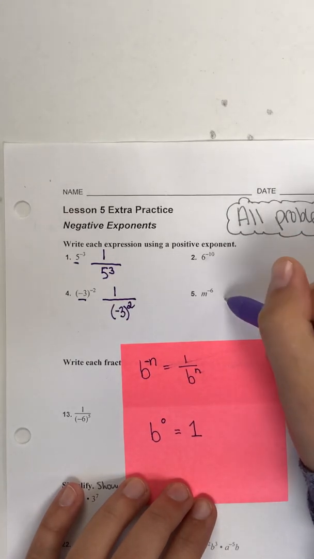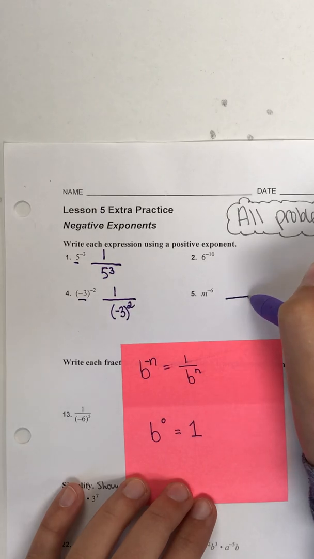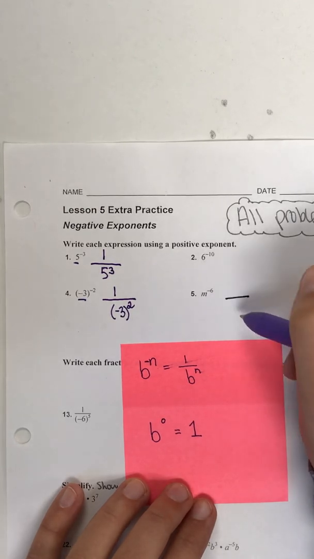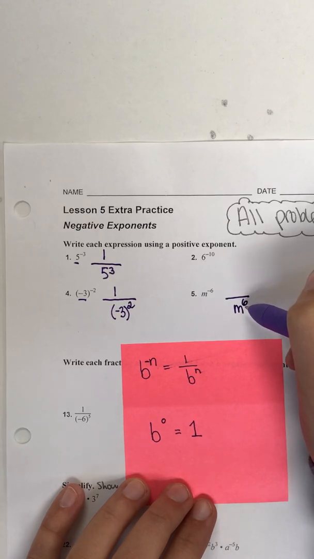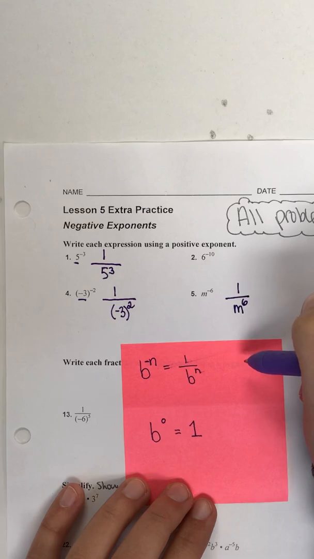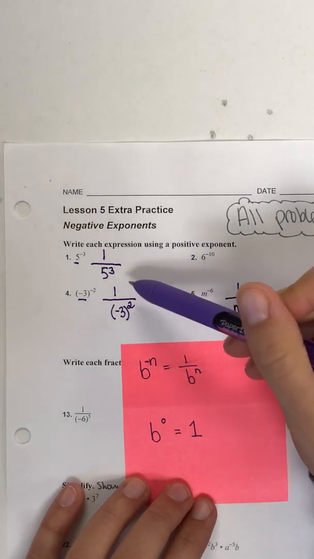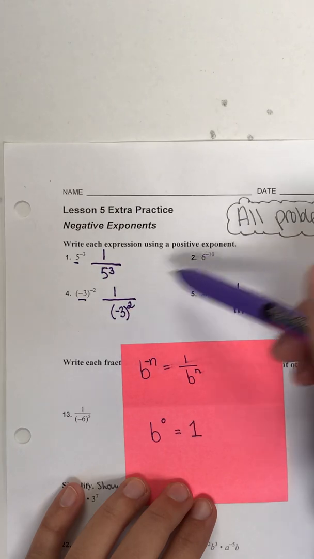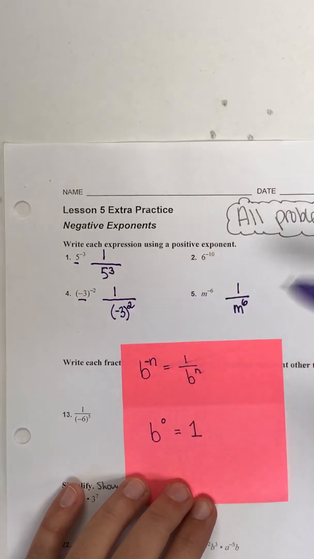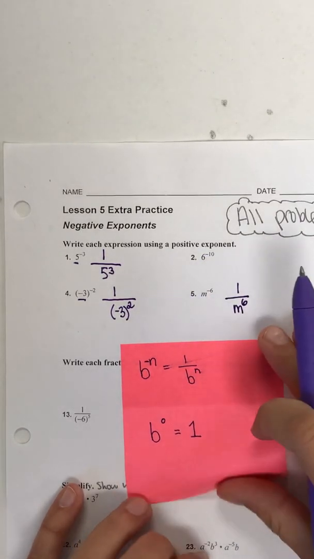If you look at number 5, once again, I have a negative exponent. The base with the exponent goes on the bottom, and the exponent becomes positive. If there's nothing else in the problem itself, a 1 goes on top. And that's how you're going to leave your answer, because the directions say write each expression using a positive exponent. So all of those problems now have positive exponents.